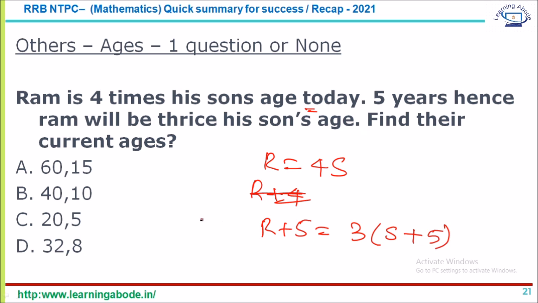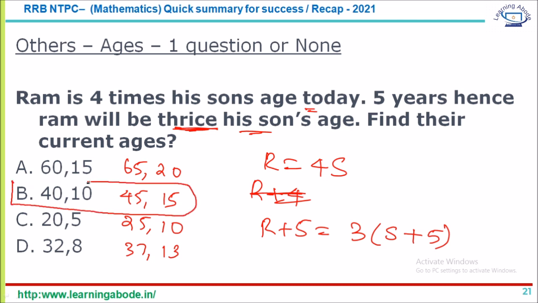Okay, see, for this it is better to go with the answer choice. Now if this is the present age, after 5 years it will be 65 and 20. This will be 45 and 15. And this will be like 25 and 10. This will be like 37 and 13. Now after 5 years, their relation should be thrice. Only this option, answer option B, is thrice. No other option suits the condition. So the answer is option B for this question.